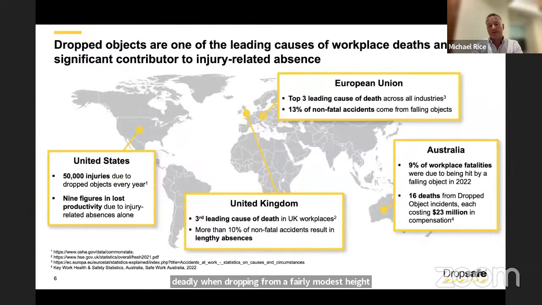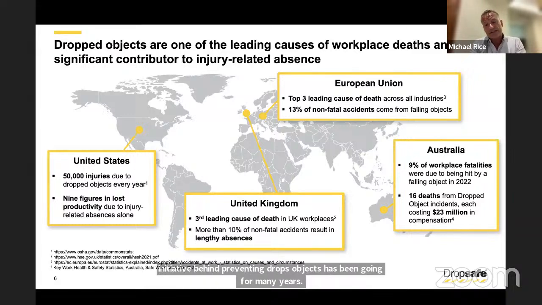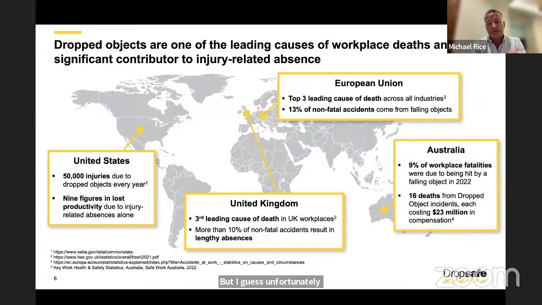So Dropsafe, we were established around 15 years ago, a little over. And we primarily established the business to address dropped objects in the drilling industry. So the initiative behind preventing dropped objects has been going for many years. But unfortunately, even after a concerted effort across a number of industries, we still find today that dropped objects are a leading cause of worksite injuries across many regions of the world.